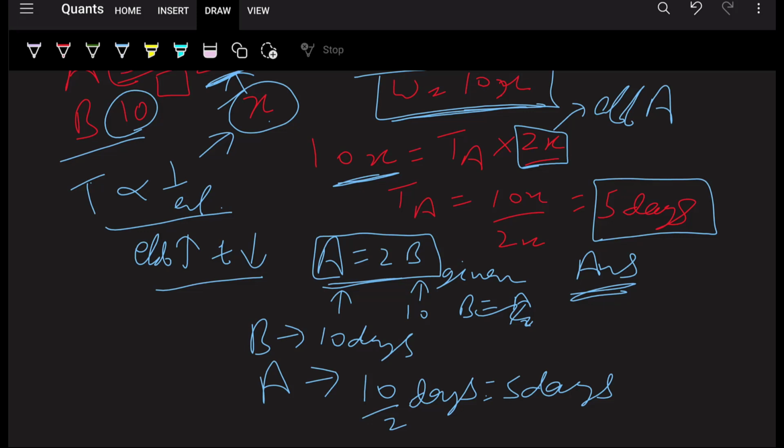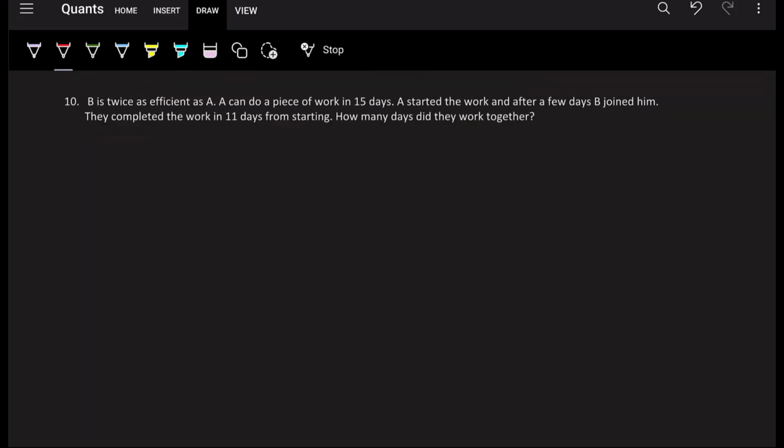So now we will do our 10th question. The question is that B is twice as efficient as A. Again we will make the table. B is twice as efficient, so let us assume the efficiency of A as 1. Then the efficiency of B will be 2. It is given in the question. I have assumed the efficiency as 1 because it will make our calculation easier.